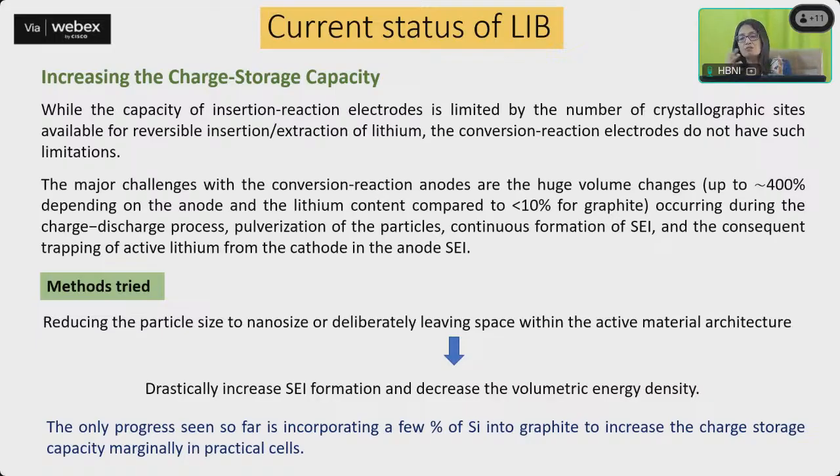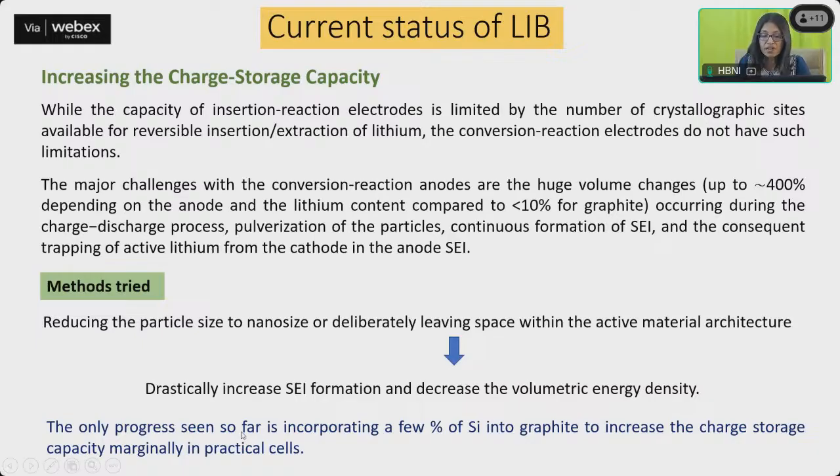If I am using bismuth, I have Bi3Li kind of alloys getting formed. So if you use those kinds of materials as anodes, you can improve the capacity like anything. But at the end of the day, what has already been tried is that you reduce the particle size to nano size, or you deliberately leave space within the active material architecture. What happens is you are increasing the SEI formation and decreasing the volumetric energy density. So this is the pitfall of that.